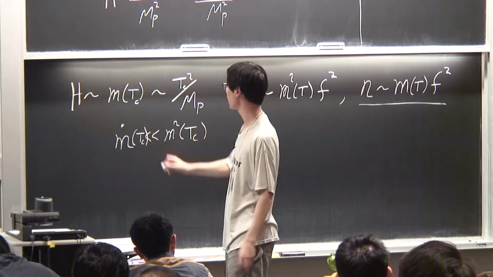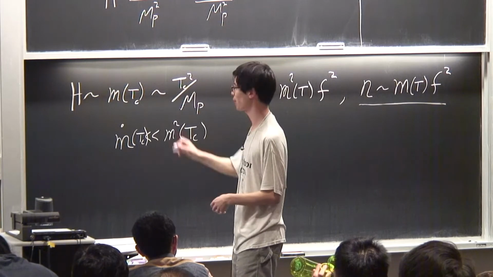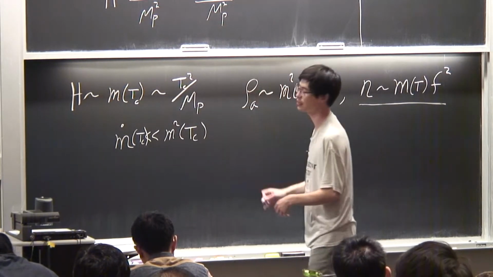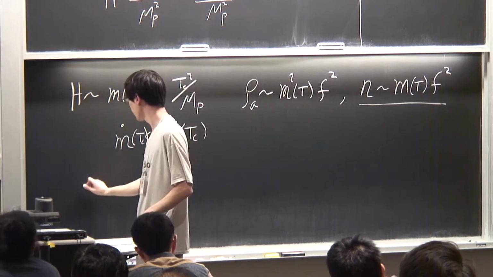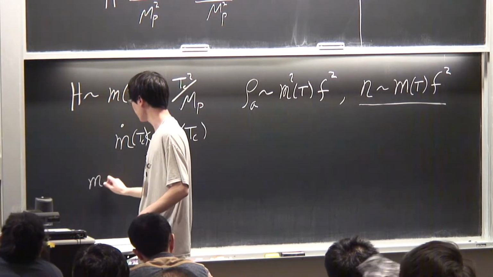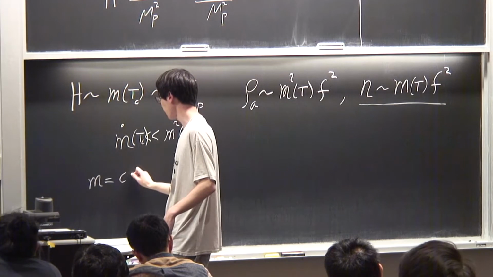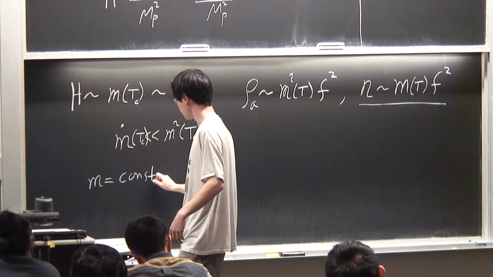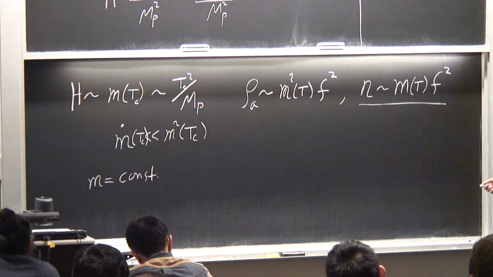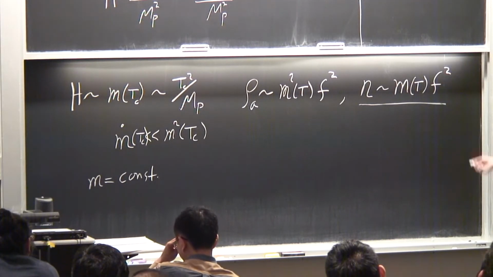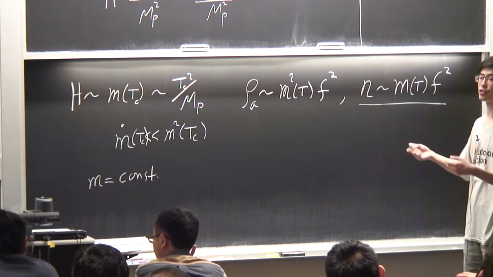So then we have to wait until we can use energy conservation, right? Because the mass is changing, so the energy in the axions is changing. And so at some point, you'll have a regime where m equals a constant. And that's when you can start using the energy density.